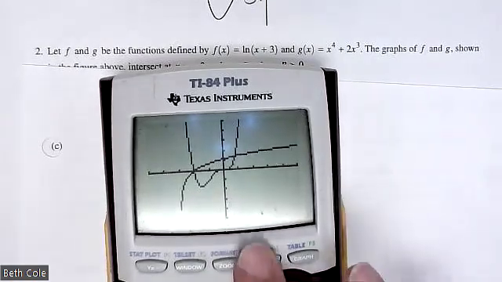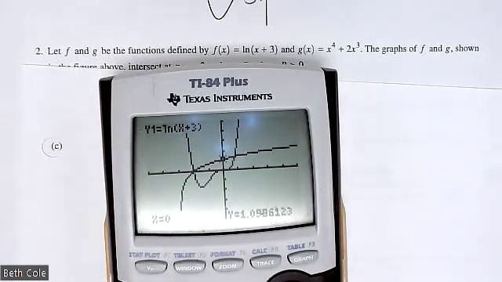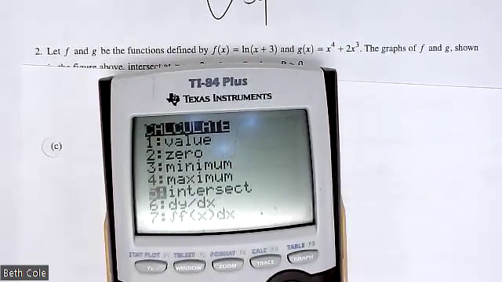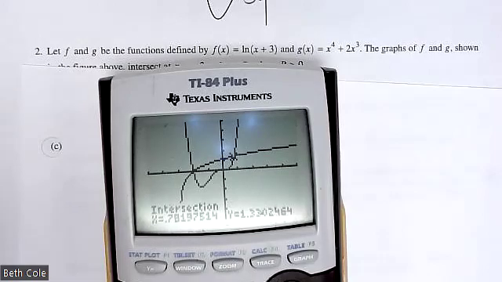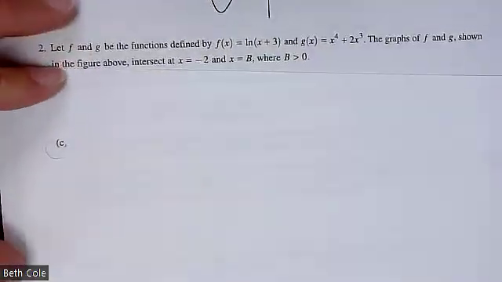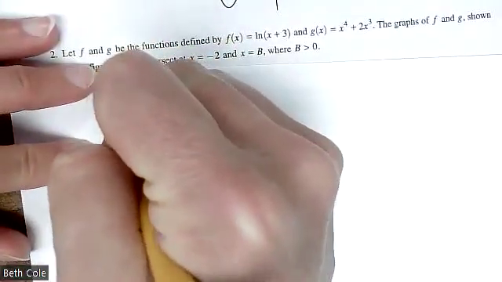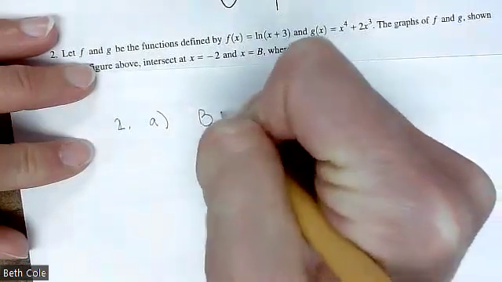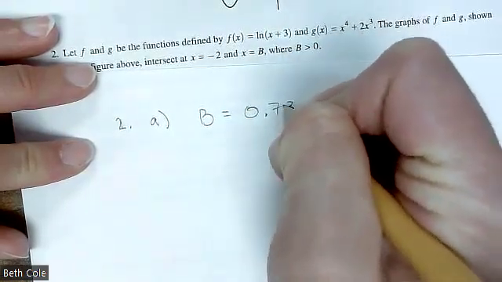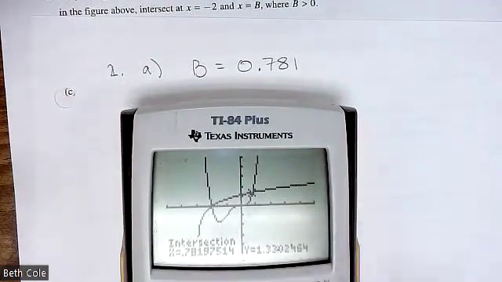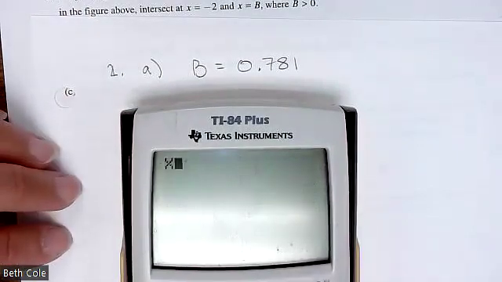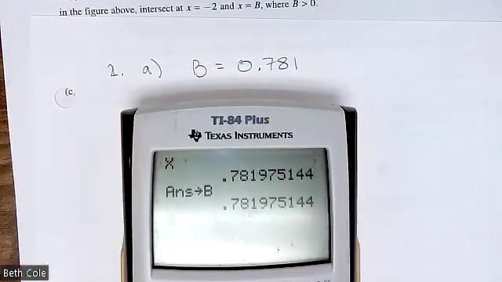All right, so second trace or calculate, whatever you want to call that. Intersect, first curve, second curve, guess. I got 0.781. Okay. So what you want to write on your paper before you do anything else, and you can put it in part A, B, C, it doesn't matter, is that B is 0.781, and then you have to store that. So do the exact same thing we did with the other ones and store it as B.